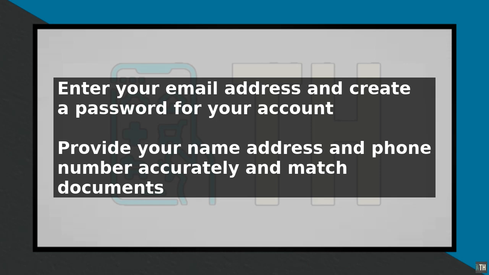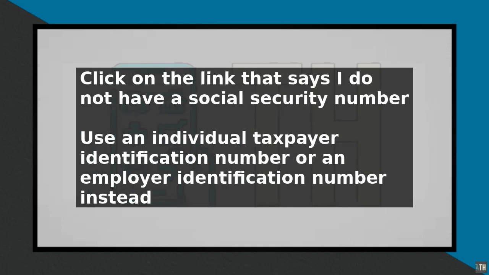Once you have your individual taxpayer identification number, you can enter it on the PayPal website and continue with the sign-up process. If you are using an employer identification number, you will need to have a business license or other documentation to support your application. Enter your employer identification number on the PayPal website and follow the prompts to complete the sign-up process.